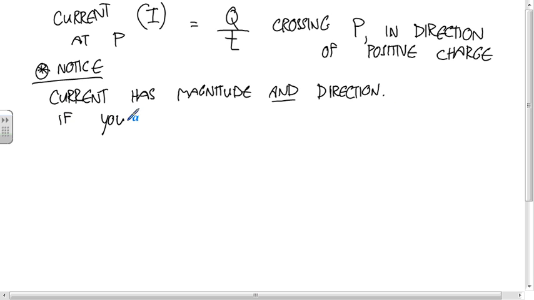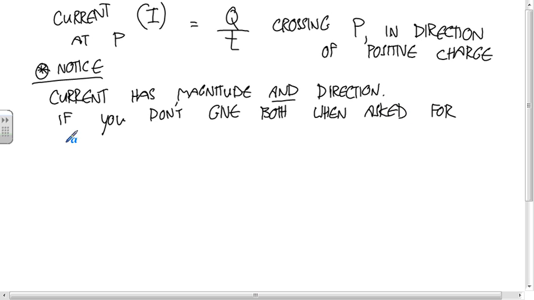So if you don't give both when you're asked for the current, you're going to lose points.